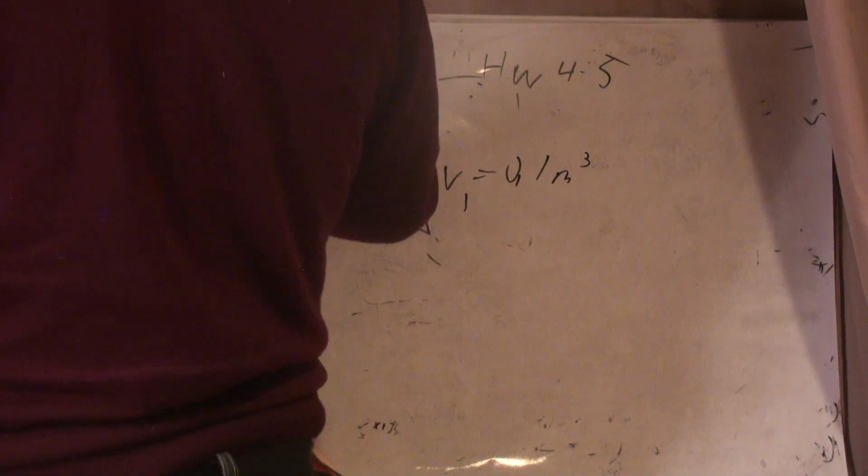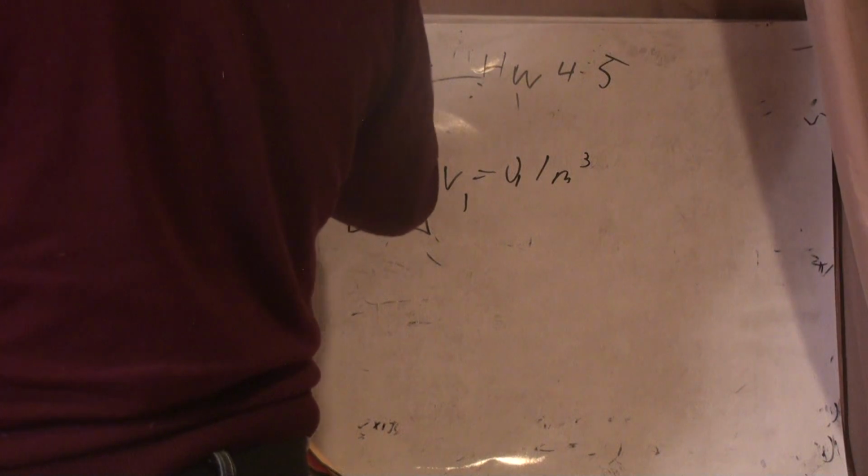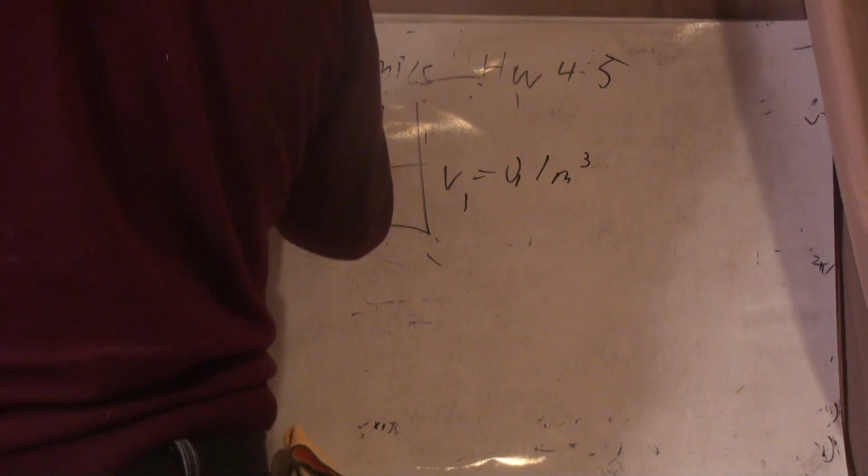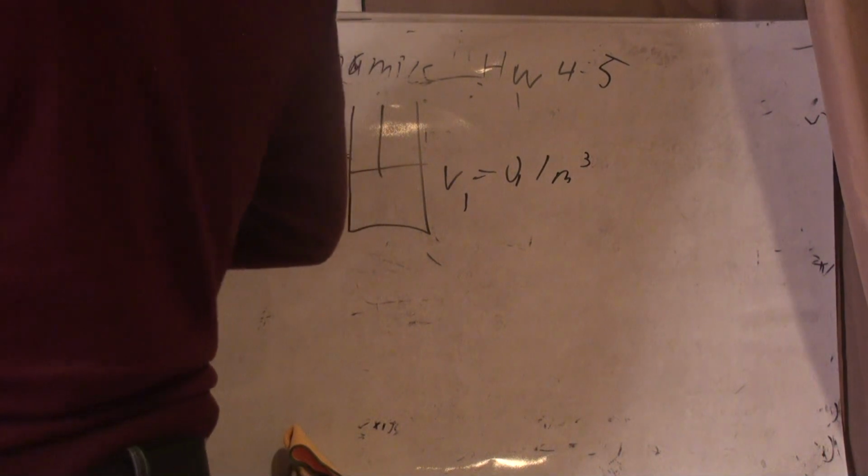V1 in here is equal to 0.1 meters cubed. I've got water in both. The V total of this tank is equal to 0.5 meters cubed. The quality is equal to 0.95. This is all being supplied by a temperature bath, so the temperature of the system as a whole is 200 degrees Celsius no matter what.